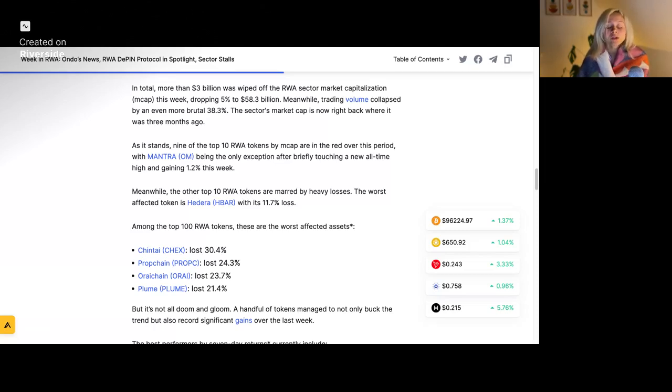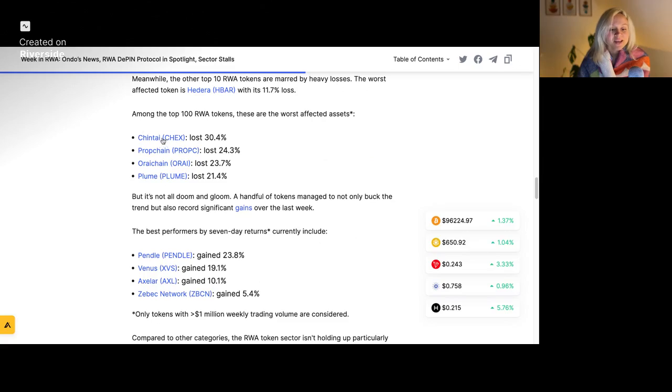Among the top 100 RWA tokens, these are the worst affected assets. Number 1, Chain Tai, CHEX lost 3.4%, PropChain Pro PC lost 24.3%, Ori Chain lost 23.7%, and Plum lost 21.4%. So now, anywhere between 24, 30, 25, it's a great dip and opportunity.